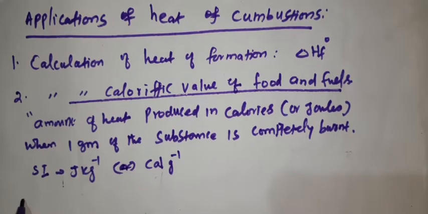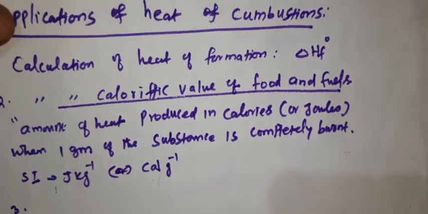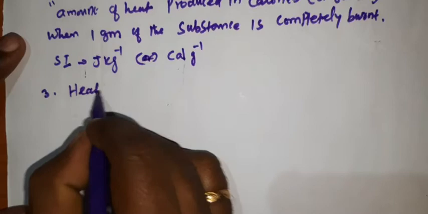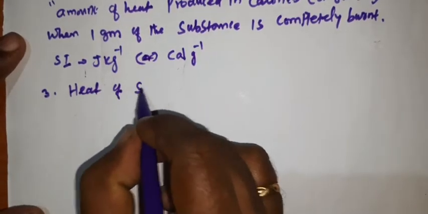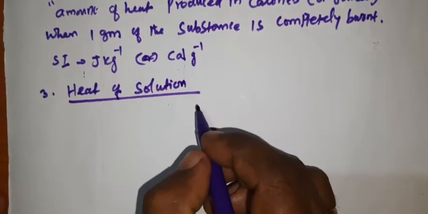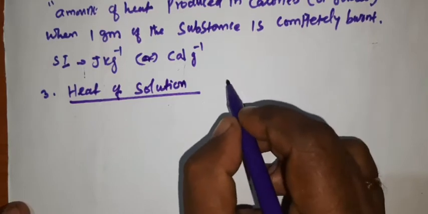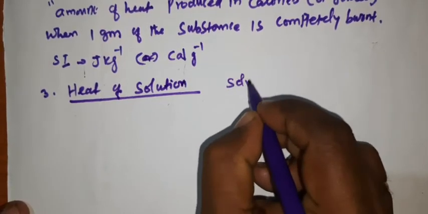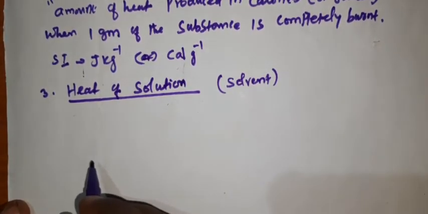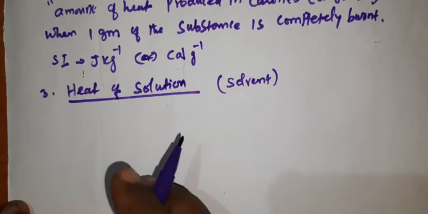Now the third application is heat of solution. Heat of solution is usually observed when a substance is dissolved in a solvent. So take some substance and dissolve it in a solvent. At that time heat will be produced, so we can observe and calculate it.